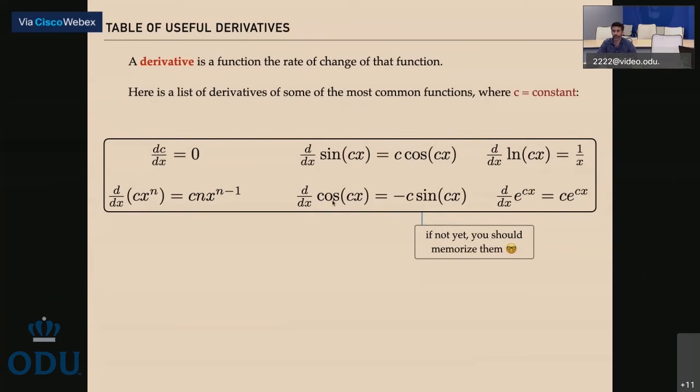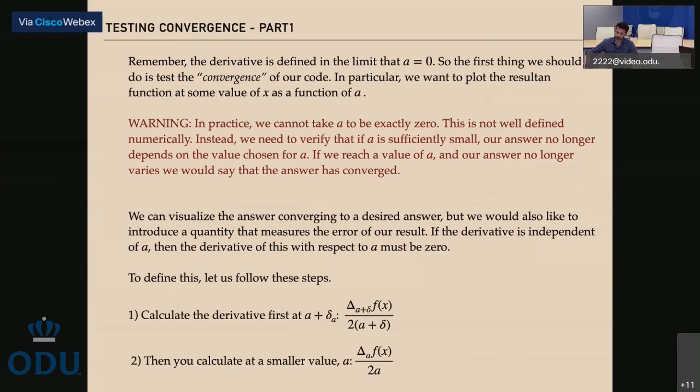That being said, what we can do is test these ideas numerically. Okay, we can actually test them, and so we can see if these are true or not. And so to do this, we have to test the convergence of our code. And this was the issue that I already alluded to. The derivative is only defined in the limit that a goes to 0. And so what we have to do is test the convergence in this limit as we take a to 0.